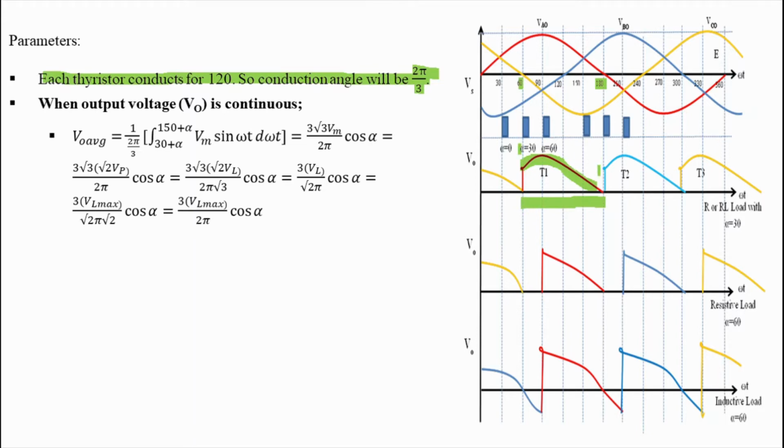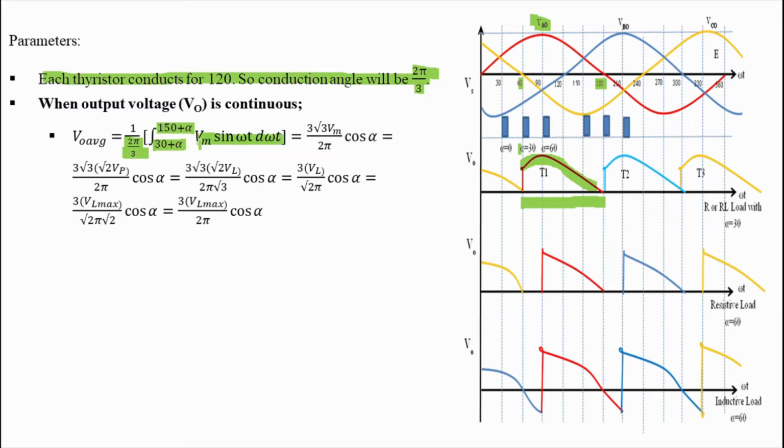So from this waveform we can write the average output voltage, that is equal to 1 upon time period. Here time period is 2 pi by 3. See this waveform. Here we get output voltage VA naught from 30 plus alpha to 150 plus alpha. So it is 1 upon 2 pi by 3. And to find the average value of this waveform, what we have to do? We have to integrate over this time period, that is 30 plus alpha to 150 plus alpha.